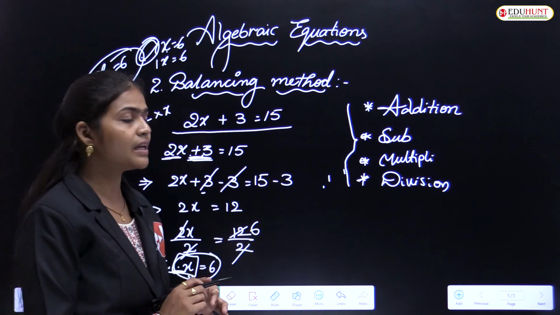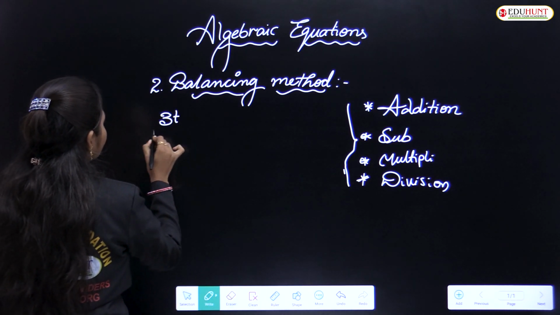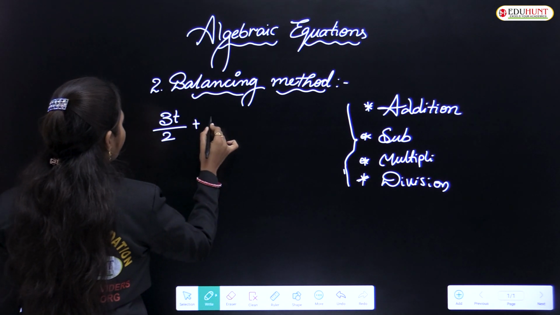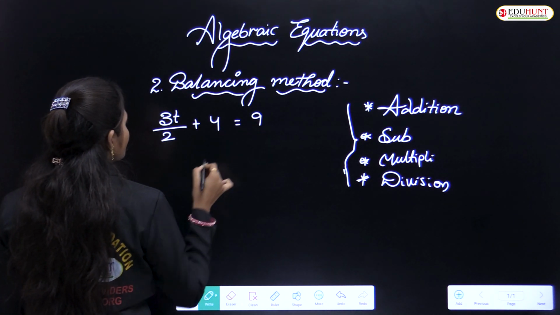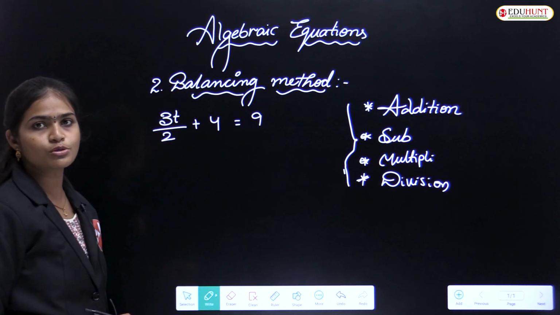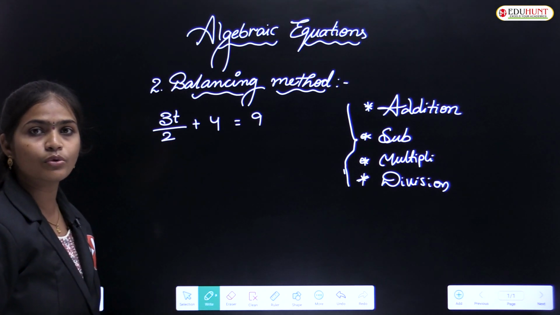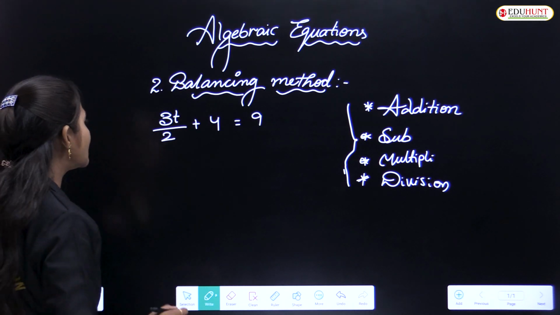Okay, one more example I'll give. Another example: 3t by 2 plus 4 is equal to 9. Now what is the value of t? Here t is the variable, no? What is the variable here? Yes, t is the variable.